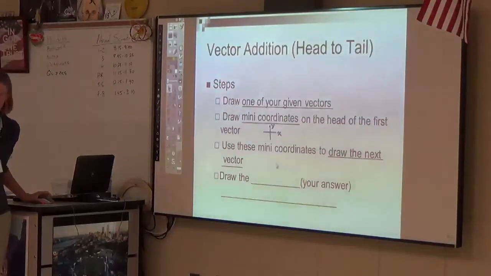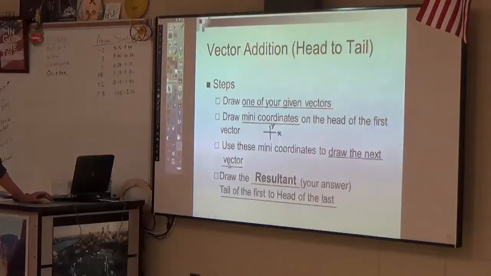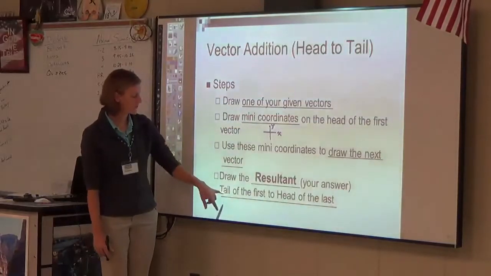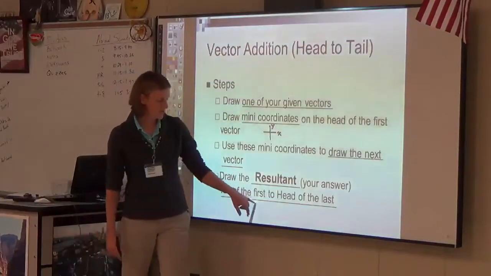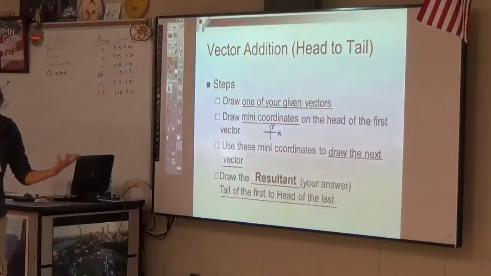Do you guys remember what the answer was called? It started with an R. The answer is the resultant. And the resultant is a vector, so of course it would have a direction, which you would figure out by drawing from the tail of the first to the head of the last. That's how you would find your resultant vector, pretty much your answer.